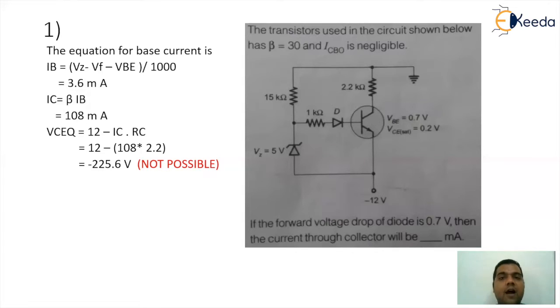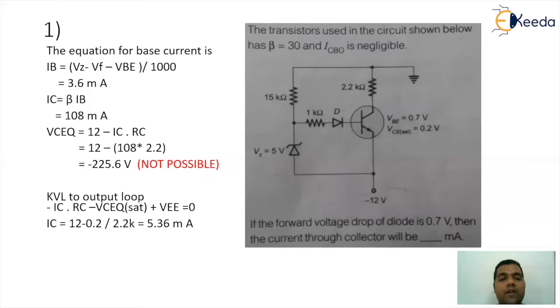So now let's check how this value will be utilized. I go straight for KVL on the output loop: minus IC RC minus VCE plus VEE is equal to 0. On substituting, I get IC as 12 minus 0.2 divided by 2.2K. It is very simple to understand from the output loop: two potentials, 12 volt and the VCE sat value, and a resistance of 2.2K. The difference divided by 2.2K gives me 5.36 milliampere.